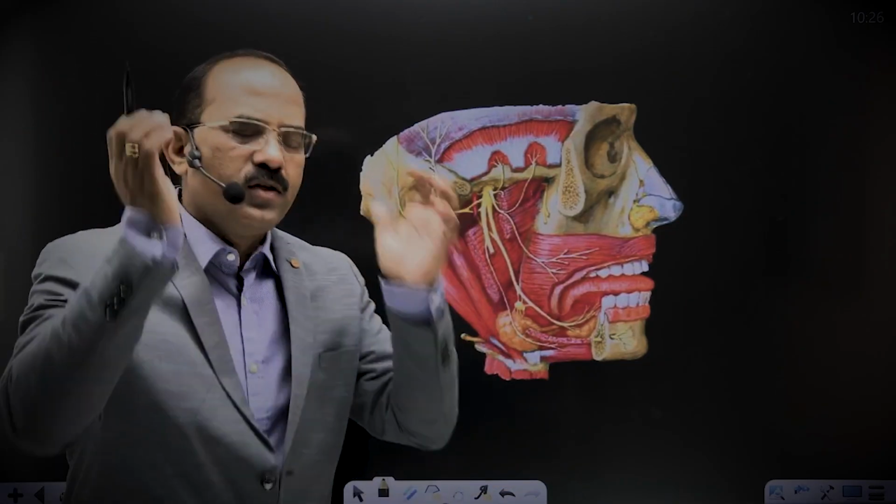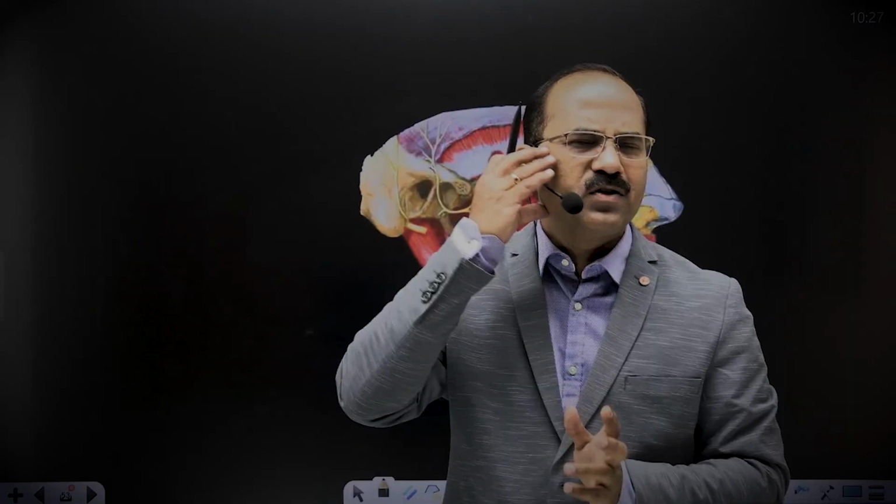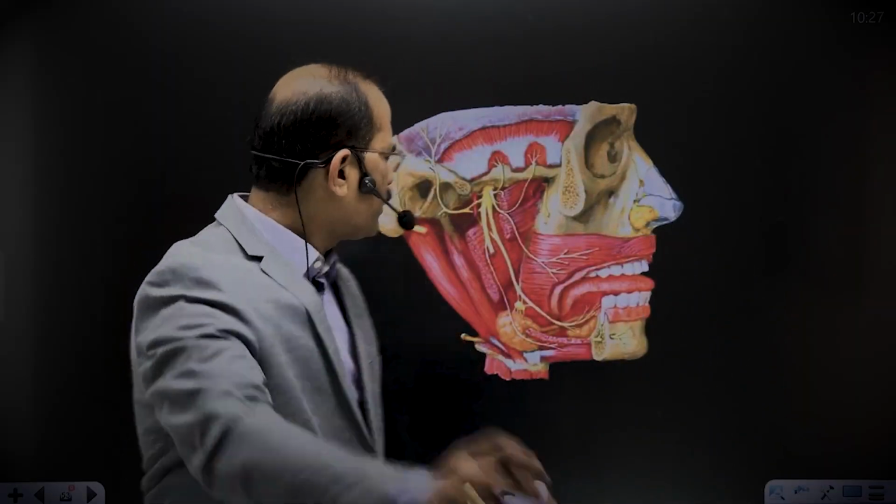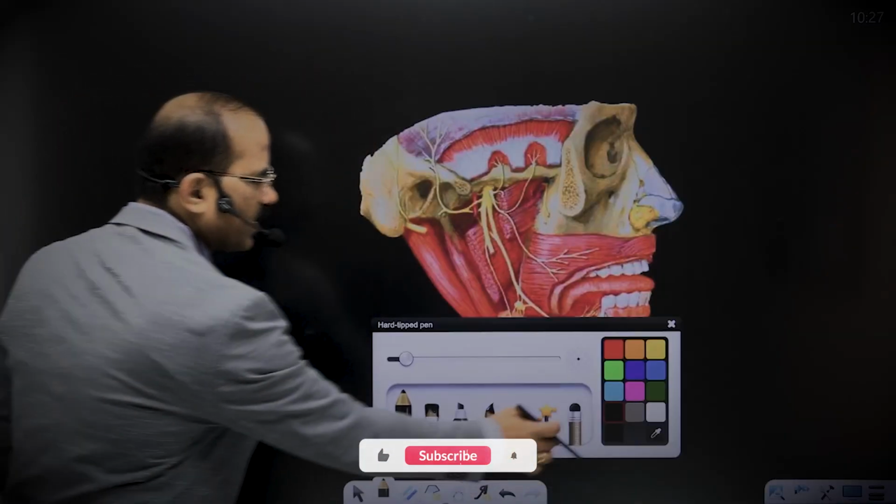Clear? So now suppose I'm in the infratemporal fossa, students. Who's on the lateral side? The ramus of the mandible. Because we have removed the ramus and we have gone into the infratemporal fossa. So if you are in the infratemporal fossa, what is going to be the lateral boundary? That's the ramus of the mandible.